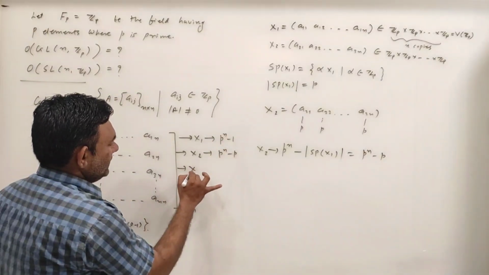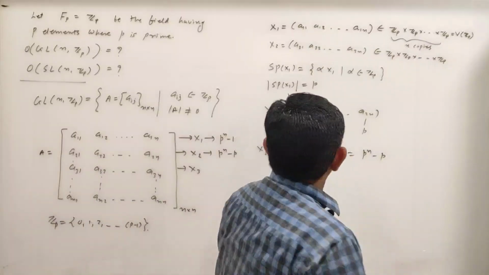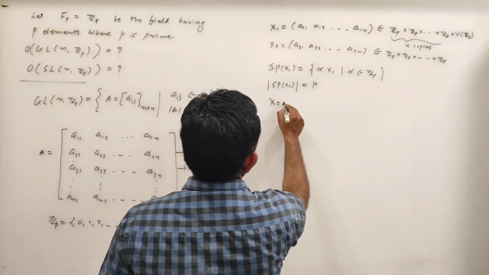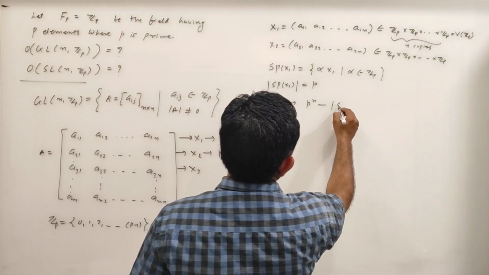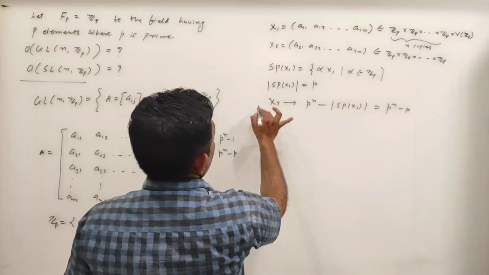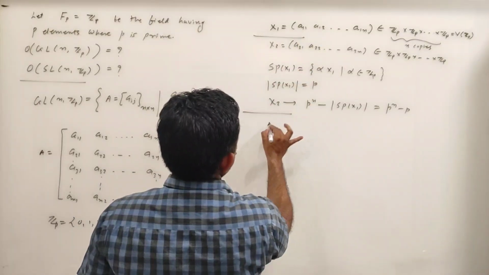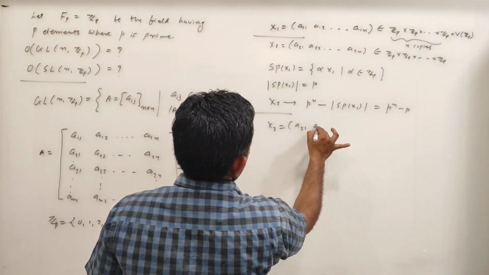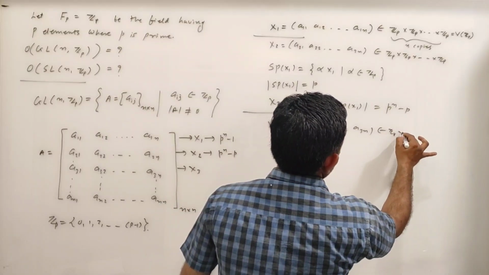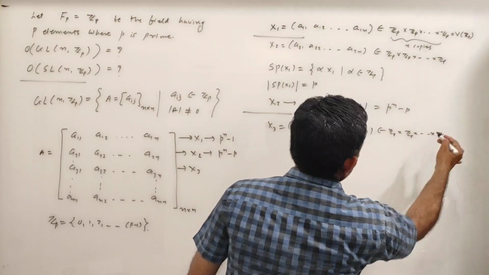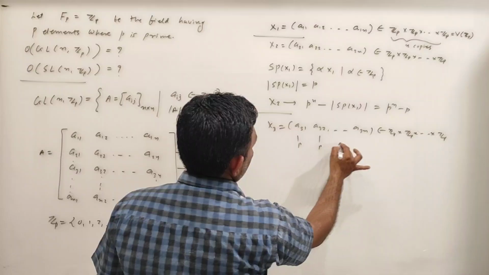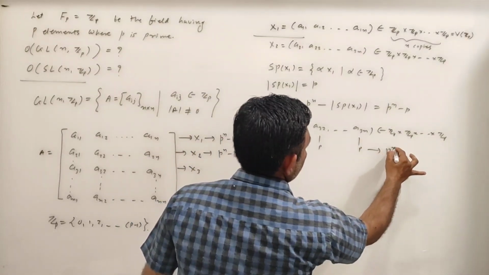Now you look at x3. So x2 has how many choices? It is p raised to n minus cardinality of span of x1, and that is p raised to n minus p choices. Now you look at this, this is x1, x2, now x3. x3 is what? a31, a32, a3n. So again it is an element of Zp cross Zp cross and so on cross Zp. So it has how many choices? p into p into p. So it is p raised to n.